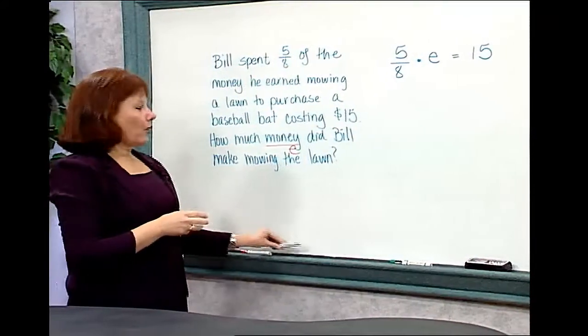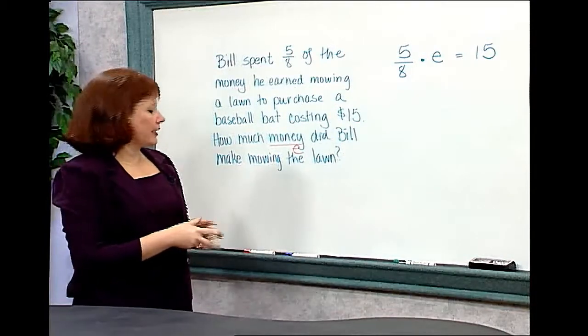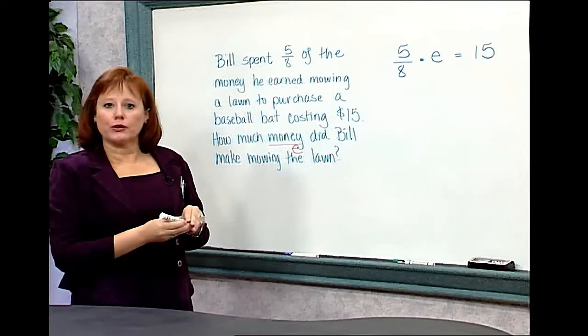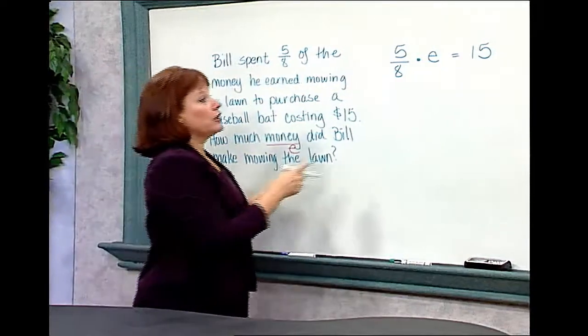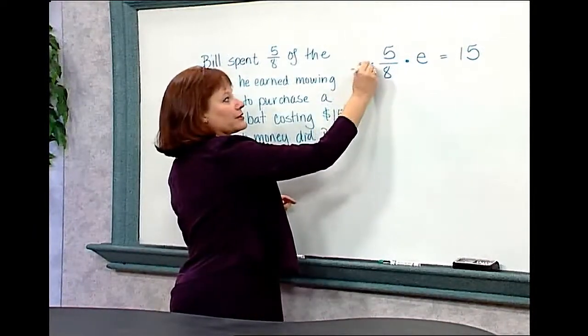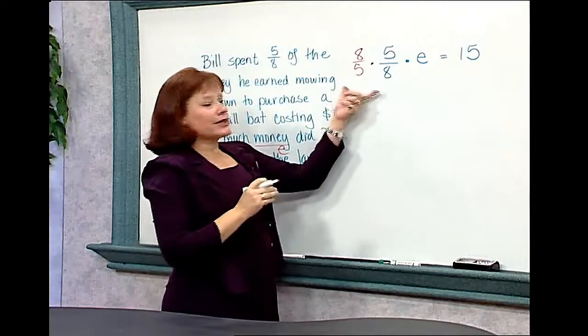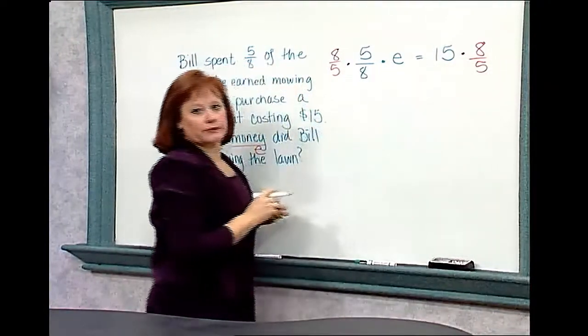Now in this problem I want the E to stand alone. So I want to do something that will get rid of that 5/8. And a simple thing to do with fractions is to multiply by their reciprocal. That way I can get the numerators and the denominators to cancel out. So I have 5/8 times E. I'm going to invert this and multiply by 8/5. When I do that on one side of the equation, I need to remember to do it on the other side of the equation as well.